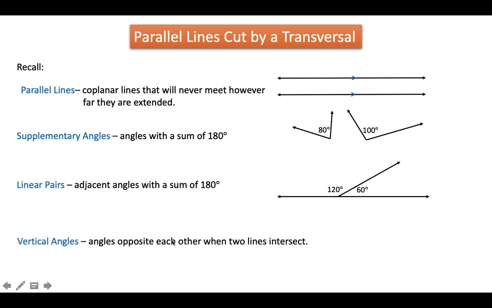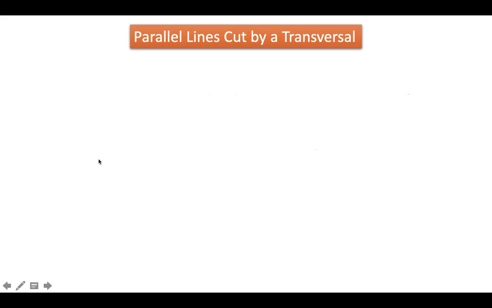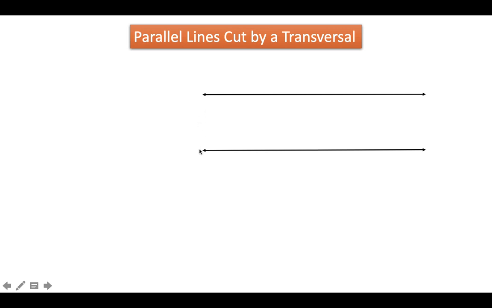Vertical angles are angles opposite each other when two lines intersect. So let's say we have intersecting lines here. This 60-degree angle and the other angle are vertical angles, and they are congruent. Then the other pair of angles, the upper and the lower angles, are vertical angles as well, and they are congruent.